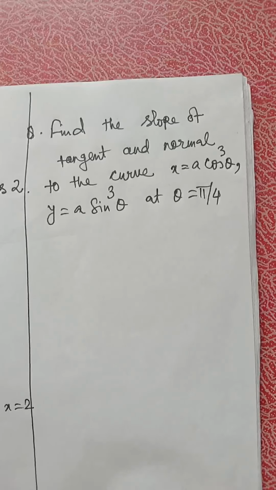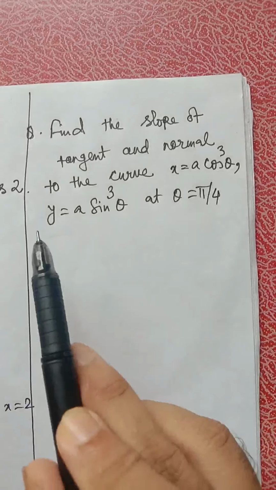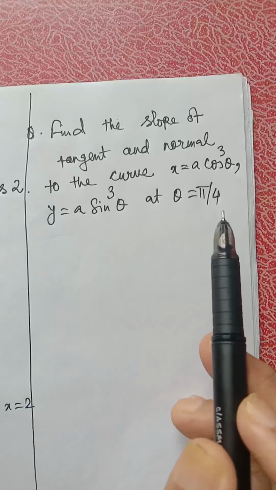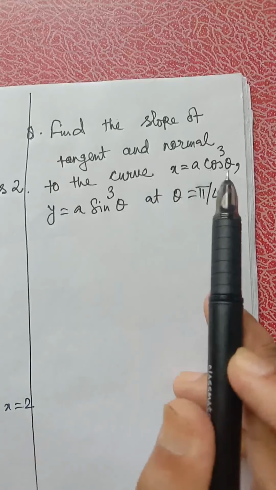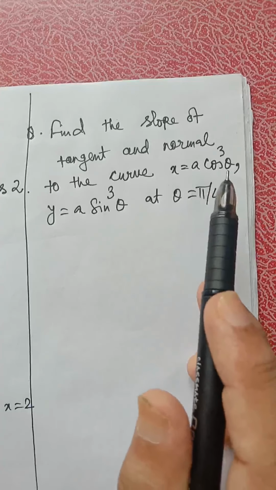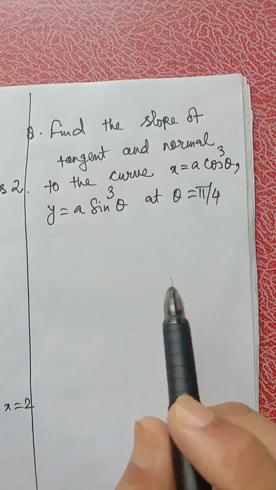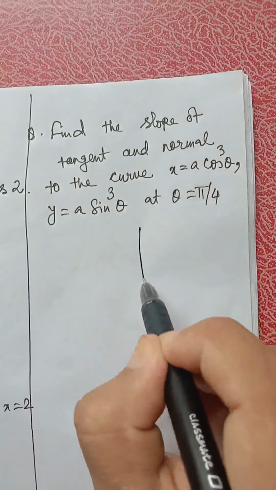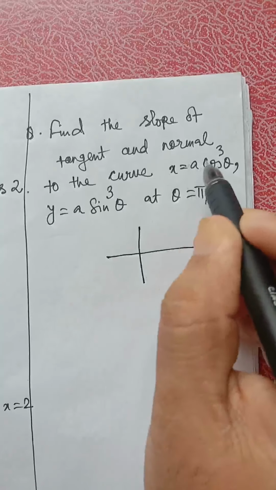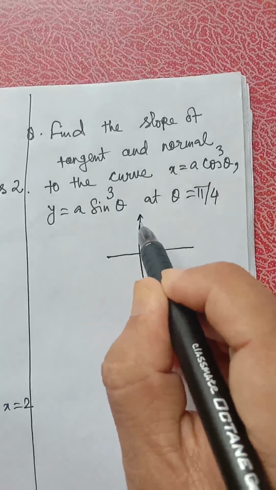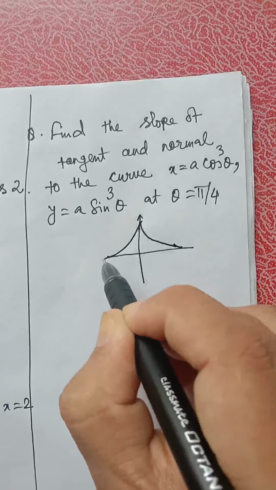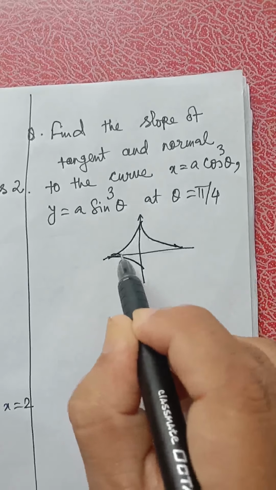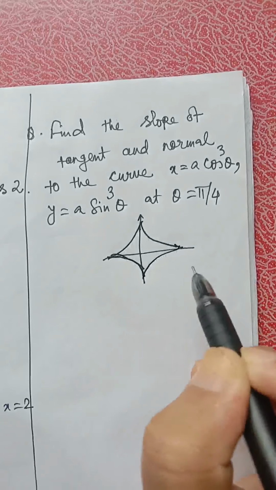Now here in this question we have to find the slope of tangent and normal to the curve x equal to a cos cube theta, y equal to a sin cube theta at theta equal to pi by 4. The equation of the curve is given in parametric form. This is actually the parametric form of the curve called the asteroid. I am drawing the rough sketch of this asteroid.